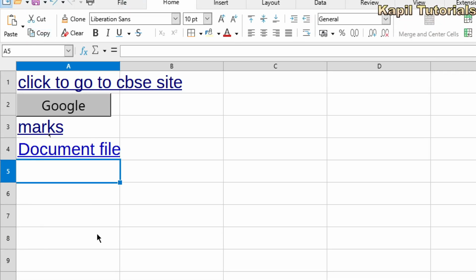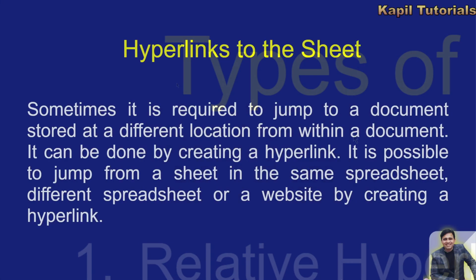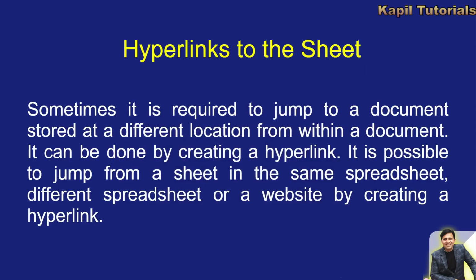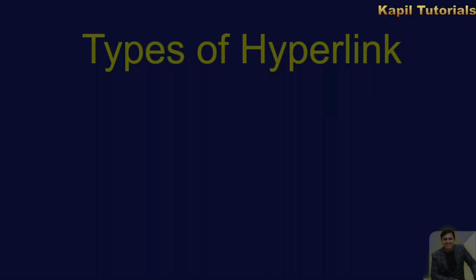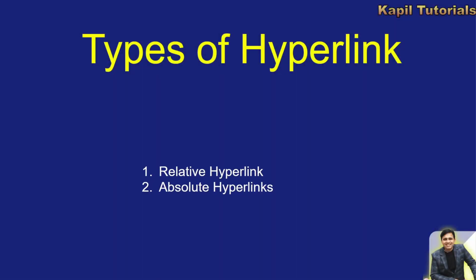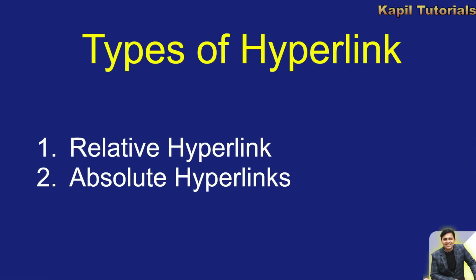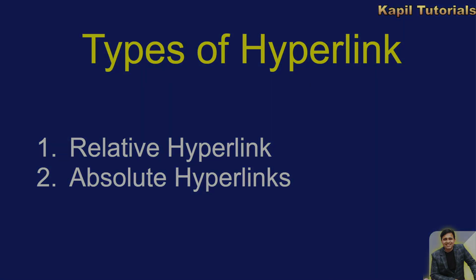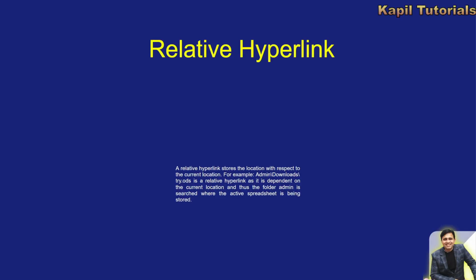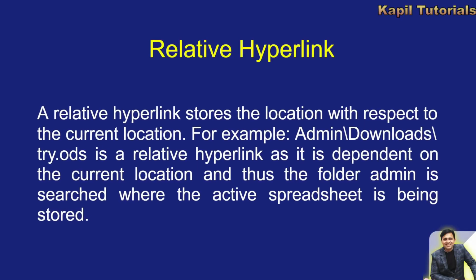And now types of hyperlink. So my dear students, already we have covered this topic, hyperlinks to the sheet. Okay. And I have given you practical explanation also. And with the practical demo, you have understood how to create a hyperlink. Now moving next, types of hyperlink. So there are two types of hyperlink, relative hyperlink and absolute hyperlink. So first of all, relative hyperlink.